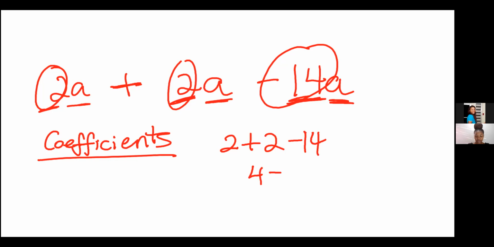And 4 minus 14, we know when the signs are different for addition and subtraction, we subtract and keep the sign of the larger number. So that's 14 minus 4, 10 with a minus sign, and we put back our variable, which is a. That's how we add or subtract algebraic expressions.